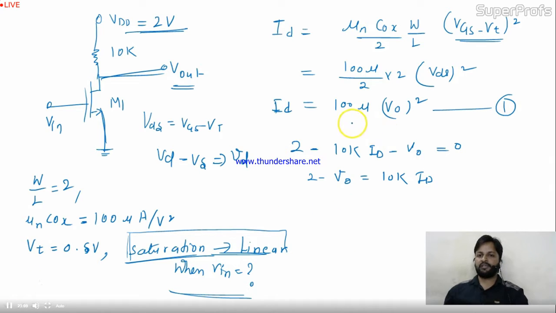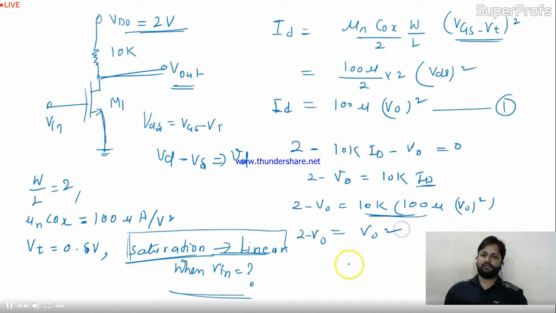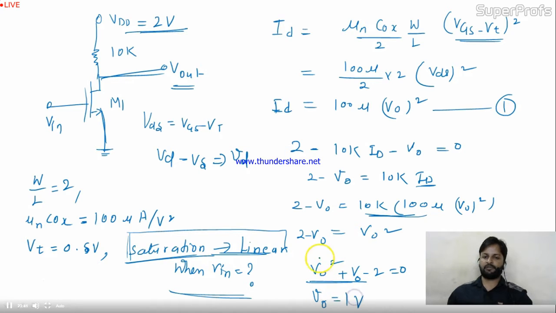Keep this ID from equation number 1 and put it into this. So 2 minus V naught equals 10k into ID, which is 100 micro V naught square. So it will be only 2 minus V naught, and here it will be V naught square. So V naught square plus V naught minus 2 equals 0. By this equation we get V naught equal to 1 volt, because only V naught of 1 satisfies this equation. So V naught is 1 volt.